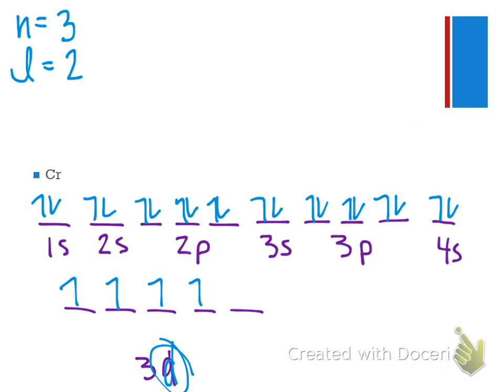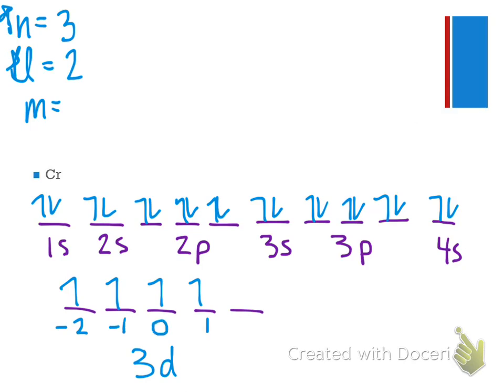Okay. So this one is 3D. Remember, this one tells us the energy level. This one tells us the shape of the orbital. Since it's in a D-shaped orbital, then L is equal to 2. S, P, D: 0, 1, 2. The M, since L equals 2, M could equal -2, -1, 0, 1, and 2.